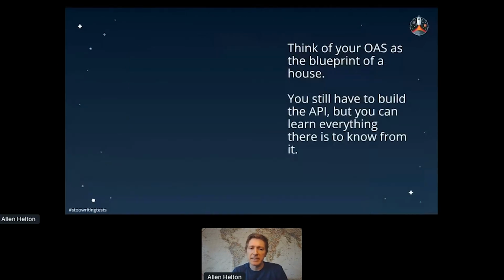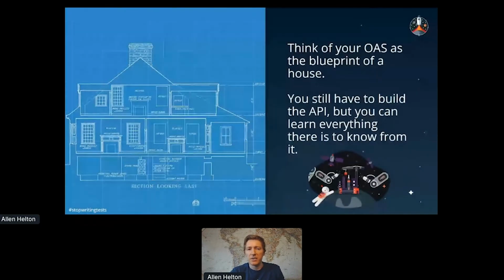And to put it simply, you can really think about OpenAPI Spec as essentially like the blueprint of a house. It's the definition. It's not the real thing, but you can learn everything that you need from it. Like where are the windows, where are the doors, where are the secret tunnels, where's the panic room, where's the chimney, what color are the walls.